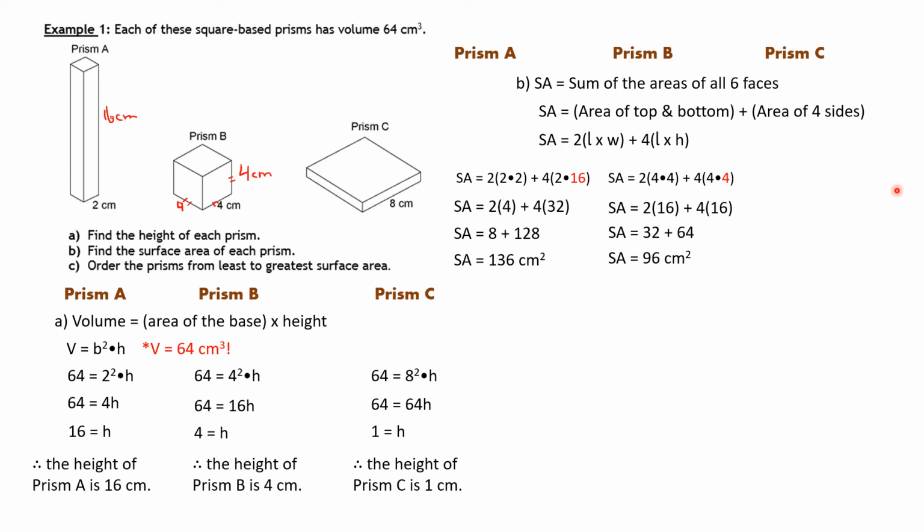So now again, prism C, I want you to do this one on your own. Press pause, follow the formula that we did to find the surface area of prism C. Okay, I'm going to assume you took a minute to do that. We substitute into the formula. You got your height from down here. We got the height to be 1 down here. Substitute that in. Then we do some multiplication and some addition, and we get 160 centimeters squared for prism C.